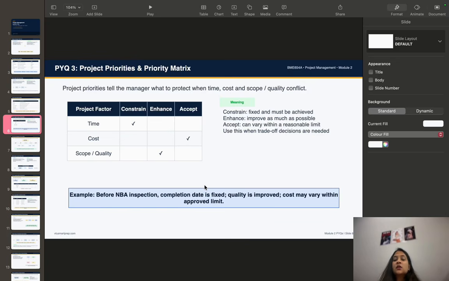The next term you can see is enhance. Enhance means it should be improved as much as possible. And the third keyword is accept. Accept means it can vary within a reasonable limit. So these three keywords' meanings you should know, and write the answer according to these keywords.